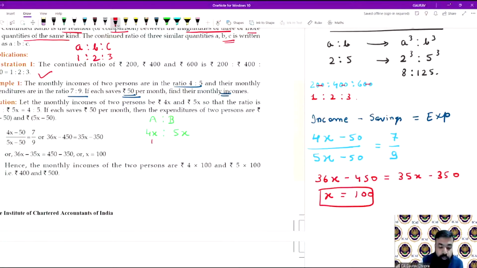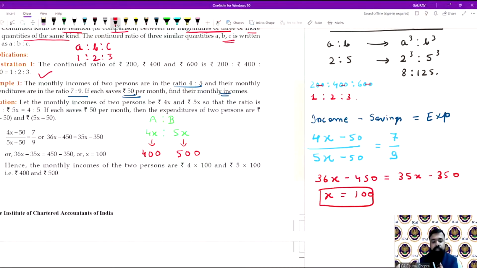So the income of A is 4 into 100, that is 400, and income of B will be 5 into 100, that is 500. So this is the final result. So we just have to arrange all these in a proper manner and get the result. So the concept was simple.